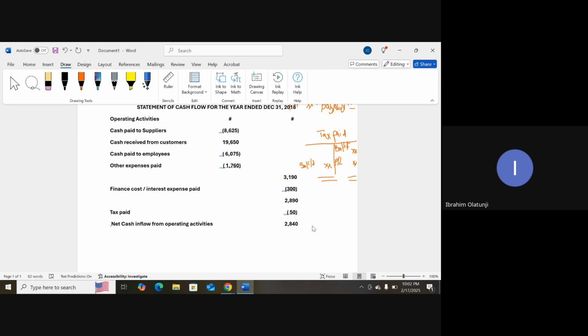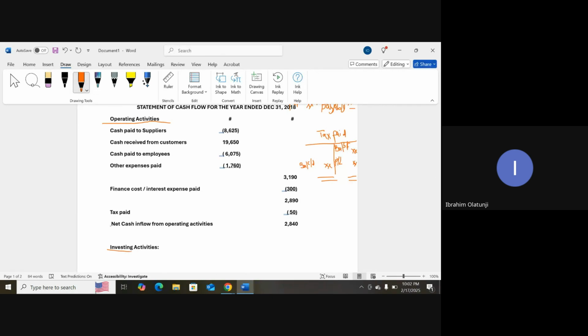So then we are done with the operating activities. Then we now move to investing. We move to investing activities. Are we getting it? Yes, sir. Investing activities.